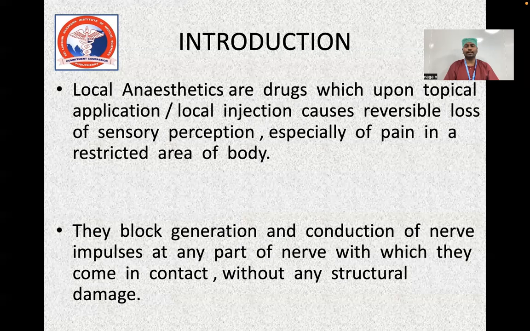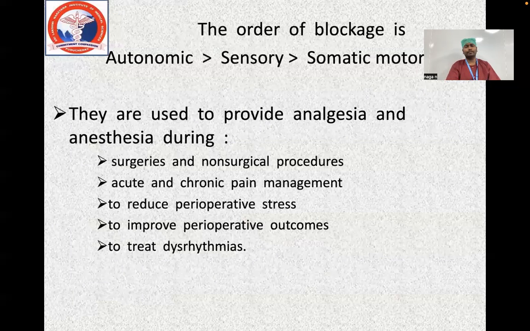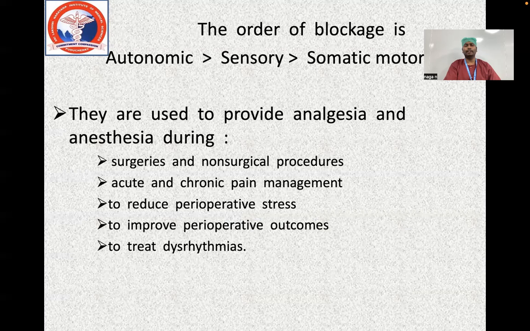They block generation and conduction of nerve impulses at any part of the nerve with which they come in contact, without any structural damage. It's a temporary blockade. The order of blockade is autonomic, then sensory, and after that somatic motor nerves will be blocked. They are used to provide analgesia and anesthesia during surgeries and non-surgical procedures, for acute and chronic pain management, to reduce perioperative stress, to improve perioperative outcome, and to treat dysrhythmias.